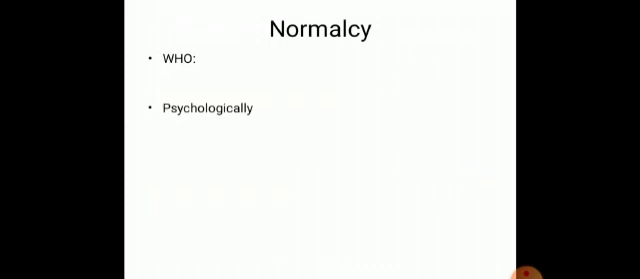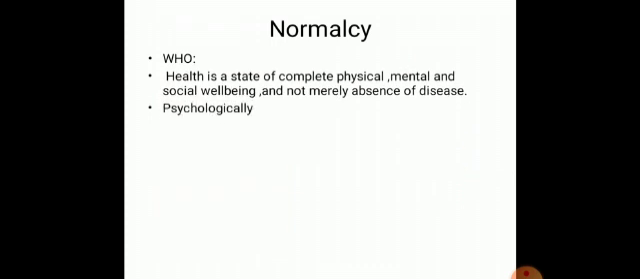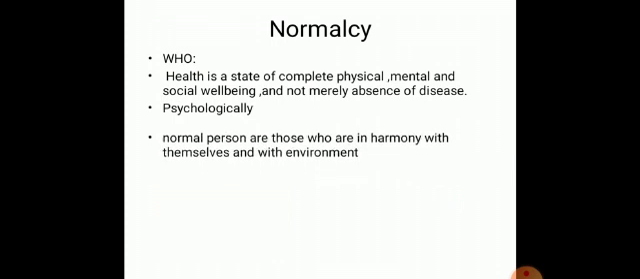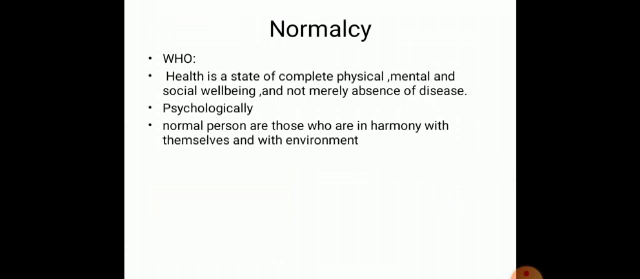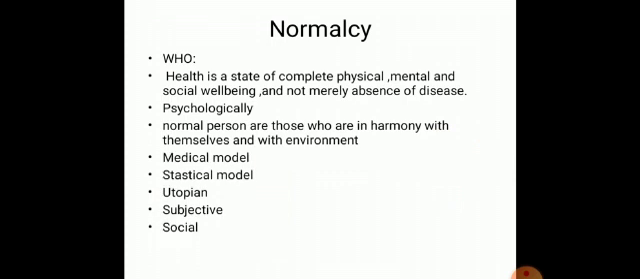What is the definition of WHO? Who is having a normal health, and how do we define the normal individual psychologically? WHO defines health as a state of complete physical, mental, and social well-being and not merely absence of disease. Psychologically, normal persons are those who are in harmony with themselves and with the environment. There are different models of normalcy: medical model, statistical model, utopian model, subjective definition of normalcy, and social definition of normalcy.